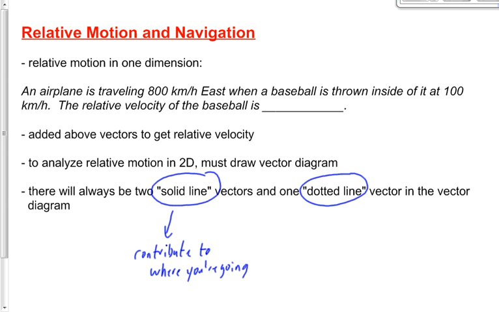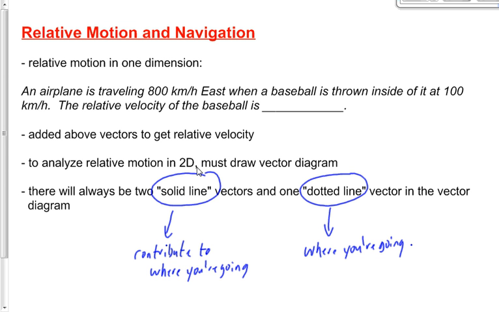So what contributes to where you're going, we're going to draw in our vector diagram as a solid line vector. Whereas our dotted line vector is going to be where you're going. Not what contributes to where you're going, but where you're going. In the case of you swimming across the river, what contributes to where you go is where you aim and the river current. Where you go is some combination of the river current and where you aim. In other words, the resultant vector, the sum of where you aim and what the river current is.